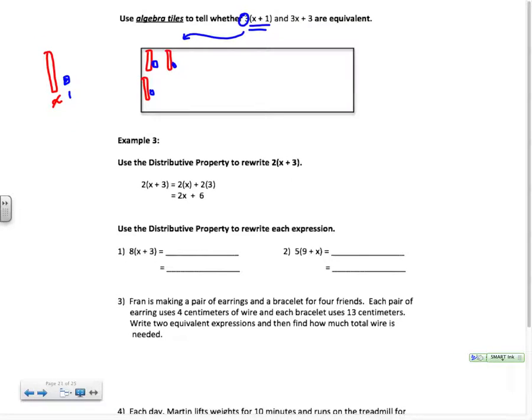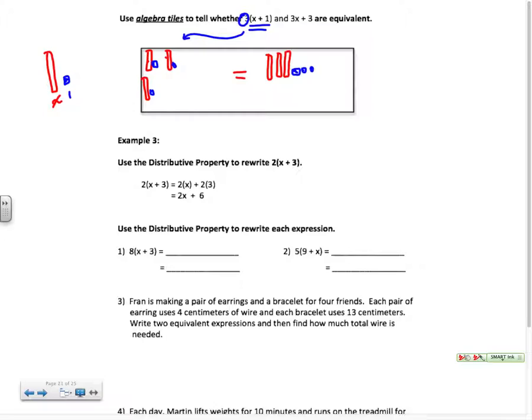And let's see, is that expression equal to 3x's plus 3? So if I were to draw 3x's, my x's look like that. 1, 2, 3 x's plus 3, the number 3, here's the integer 1, 2, 3. So if I looked back and counted, I can see I have 1, 2, 3 x's on the left, 1, 2, 3 on the right, and 1, 2, 3 blue integers on the left and 3 on the right. So yes, they are equivalent.